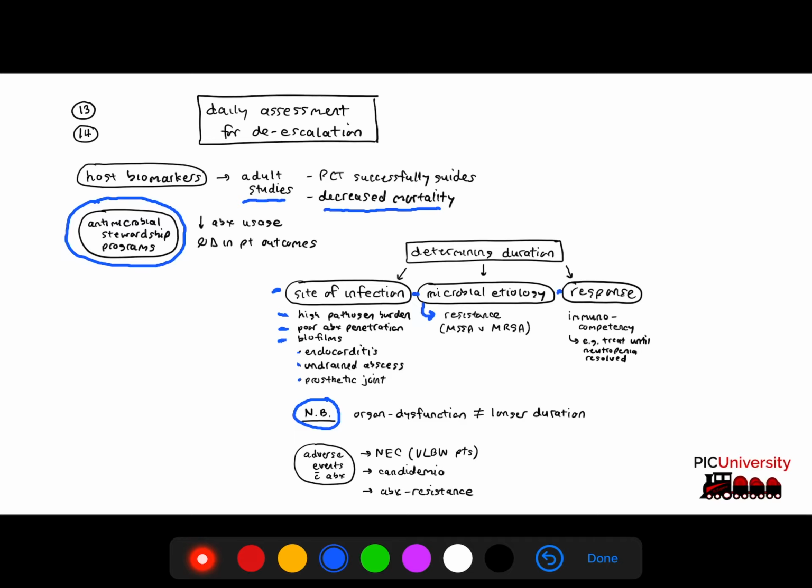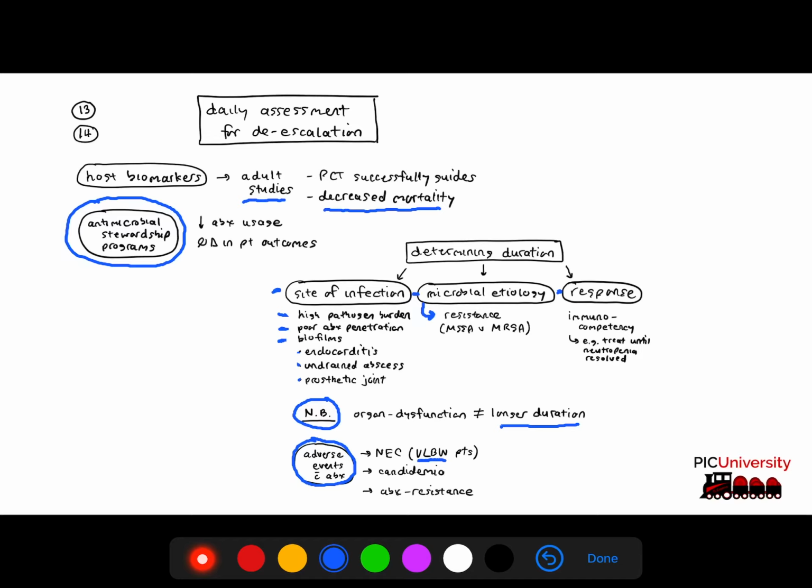Now, an important note that was made by the campaign in this section is that the degree of organ dysfunction is not necessarily indicative of a need for longer duration of antibiotics. And so these two factors are not related and should not impact your decision on the duration of your antibiotic course. The reason for such attention to this point is that there are a lot of adverse effects associated with antibiotic therapy, particularly in pediatric patients and those who are very low birth weight infants.